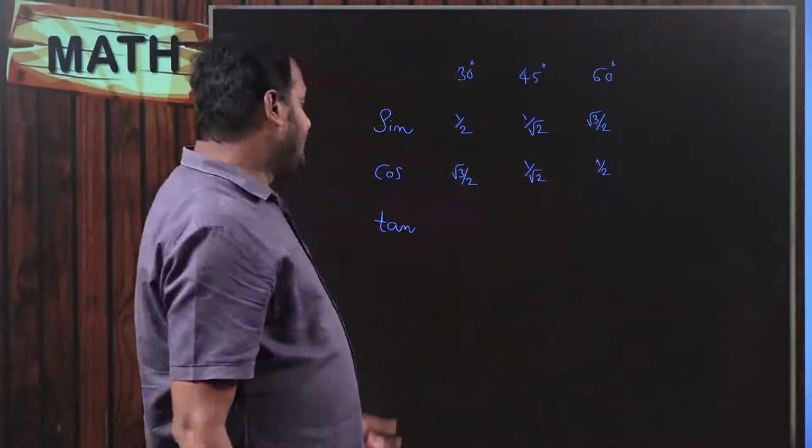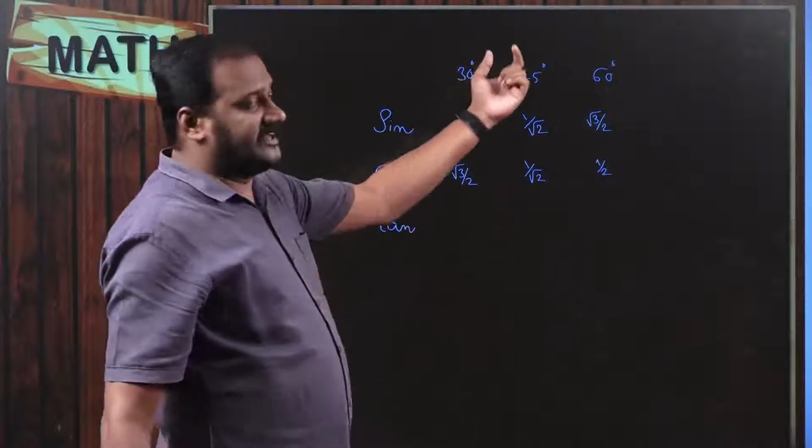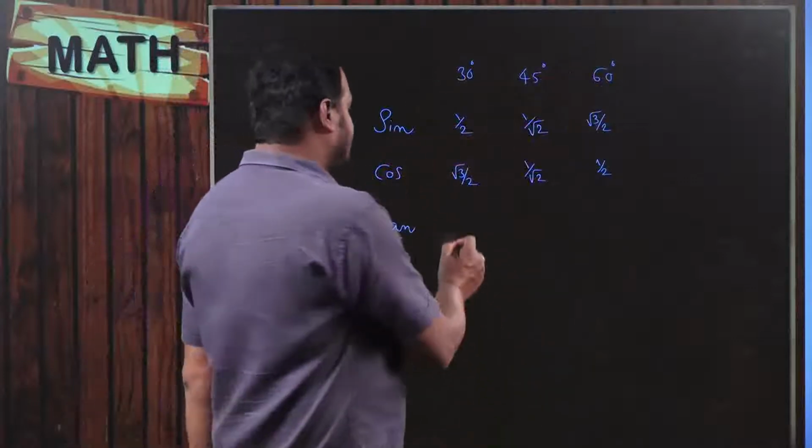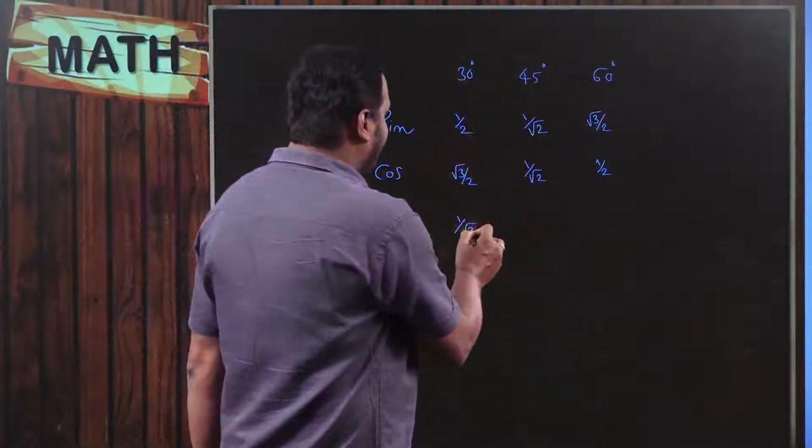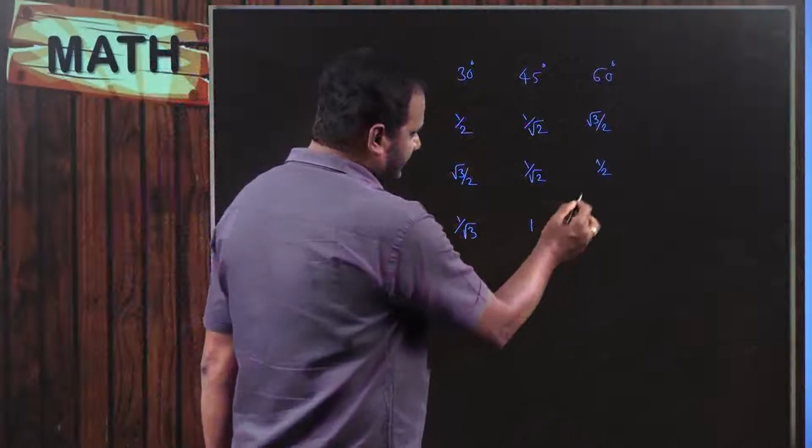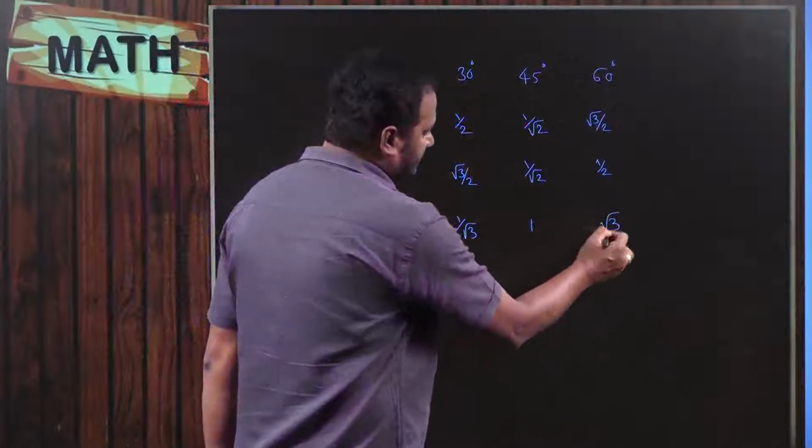And then the values of tan at 30, 45, 60. So tan 30 degrees is equal to 1 by root 3, and tan 45 degrees is equal to 1, and tan 60 degrees is equal to root 3.